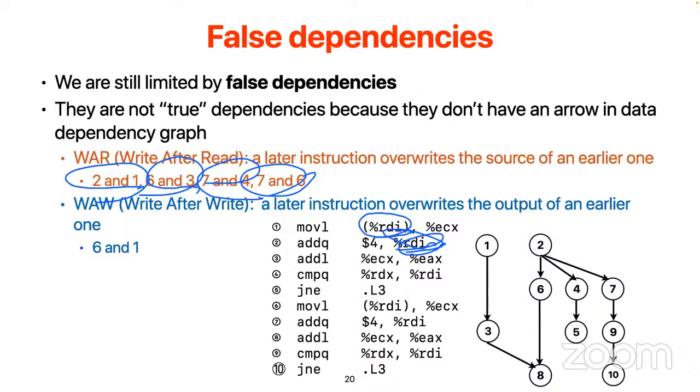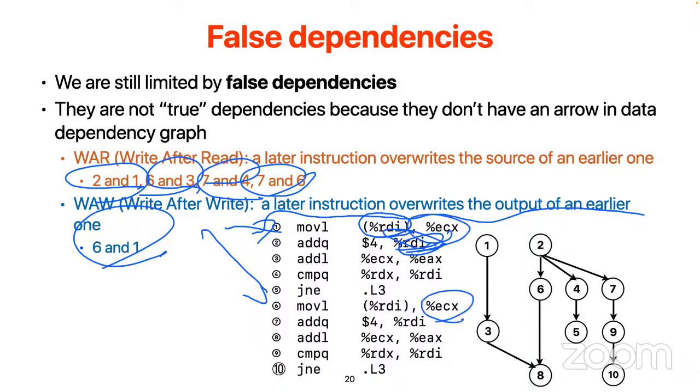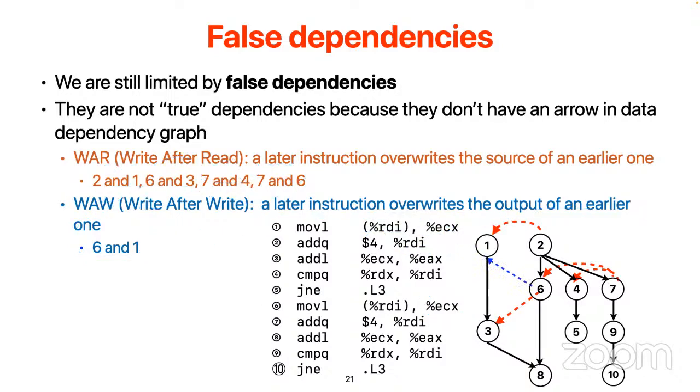Another case is write after write. It means that the later instruction overrides an output of an earlier one. For example, instruction 6 and instruction 1 are both writing to ECX. If you move instruction 6 up, then one of them is going to be gone. You can only receive one output and everything is going to be wrong. So those are two types of false dependencies that prevent us from having complete freedom of reordering our instructions.